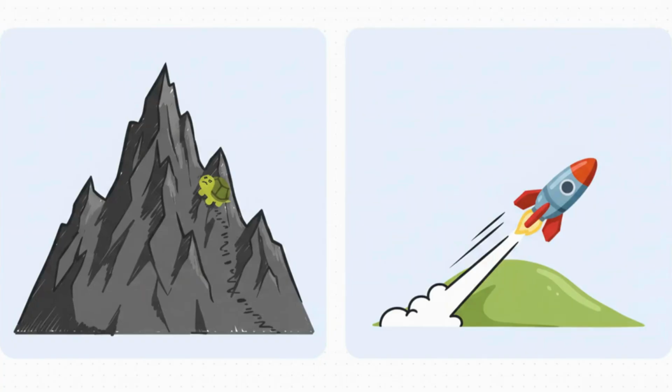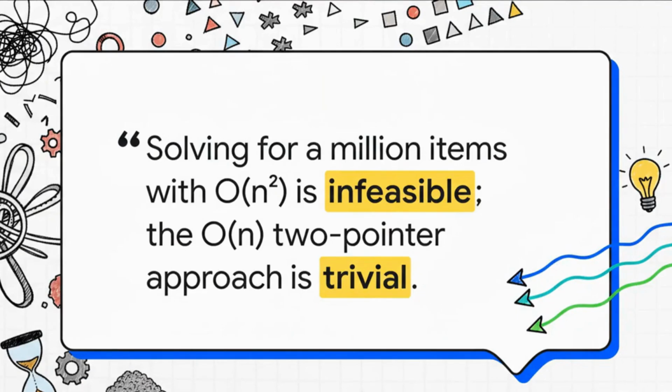Well, get this. If you had an array with 1 million items in it, that first clunky O of n squared solution would have to do roughly 1 million times 1 million operations. That's a trillion calculations. It could take minutes, maybe even hours to run. But the O of n two-pointer approach? It would take just 1 million operations. It would feel instantaneous.